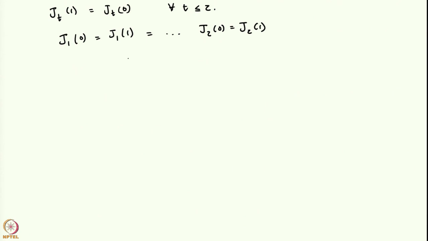Now, what happens after time tau? Well, after time tau it becomes optimal to stop when you are in state 1. So, for any future times t, J t of 1 becomes equal to t by n for all t greater than tau.